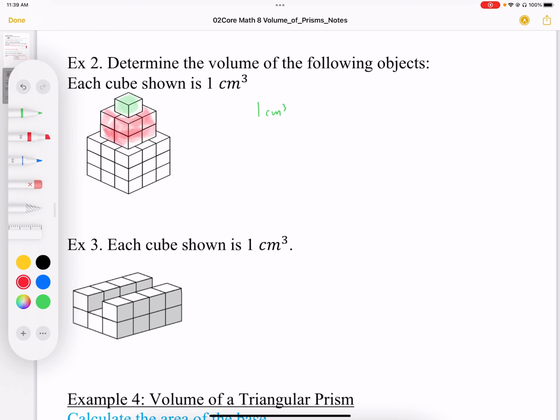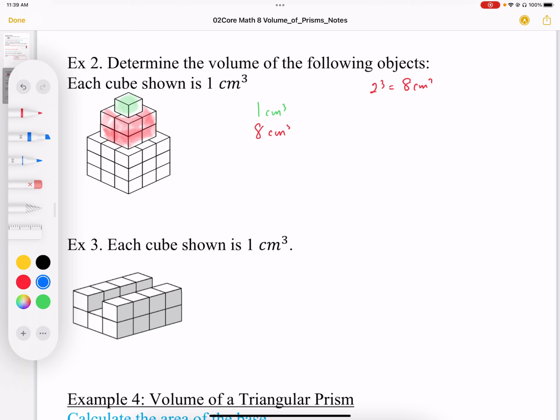cube. So we can do 2 cubed. So 2 cubed is going to be equal to 8 centimeter cubes. You can probably count all those 8 cubes. Okay, so the most reliable way is to count.